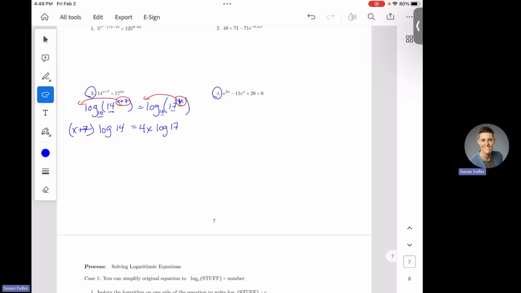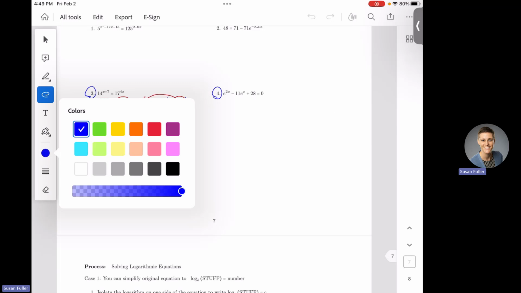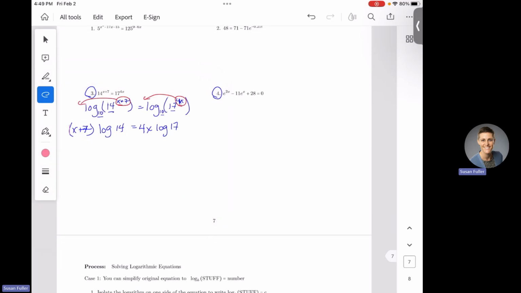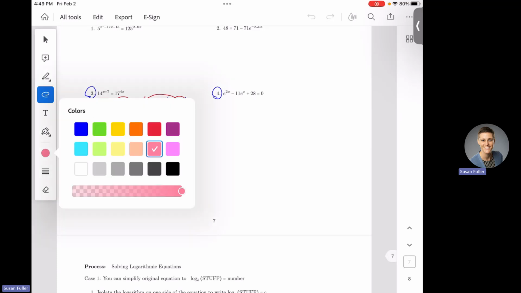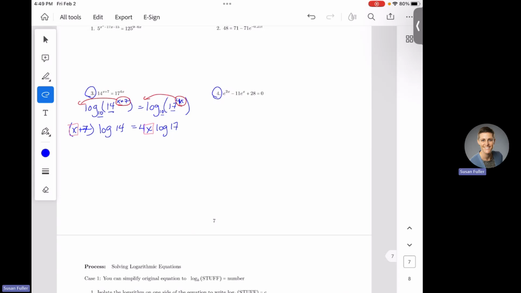Okay, so I've got this. I need to solve for x, right? I'm trying to get x by itself. The problem here is that I've got an x on this side and I've got an x on this side. Your goal here is to put anything with an x on one side and anything without an x on the other. But I can't move anything over here around because that x is stuck inside these parentheses. So before I can start moving stuff around, I need to distribute this log of 14. That might feel a little funny, but log of 14 is just a number.